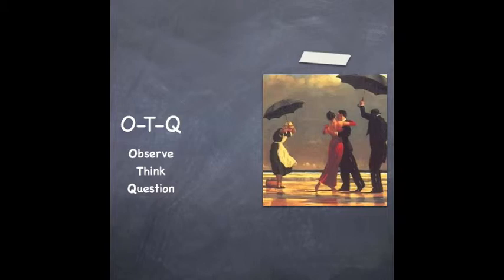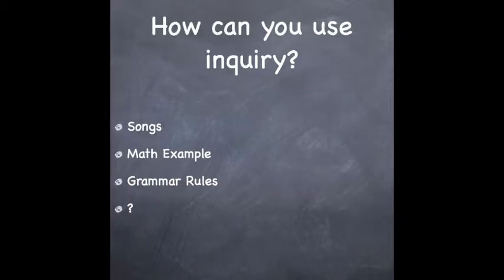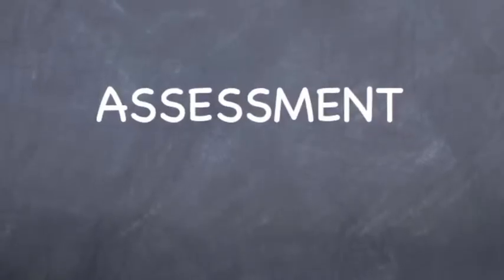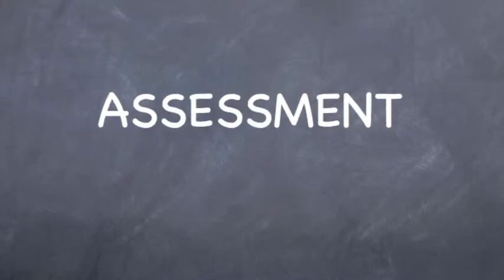What do you think is happening? What inferences can you make, and why? What questions do you have about what's happening in the painting? Inquiry is a great way to get students involved in a lesson and can be used in many different ways. You could use songs to teach content. You could give different types of examples in math, or even things like grammar or spelling rules. The possibilities are endless. Assessment is another key component to the MYP classroom.